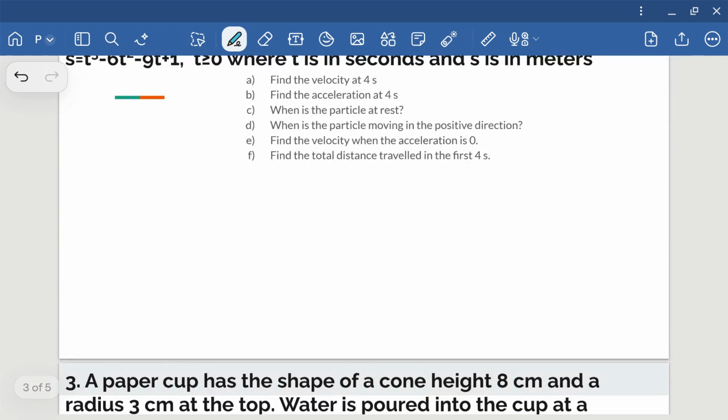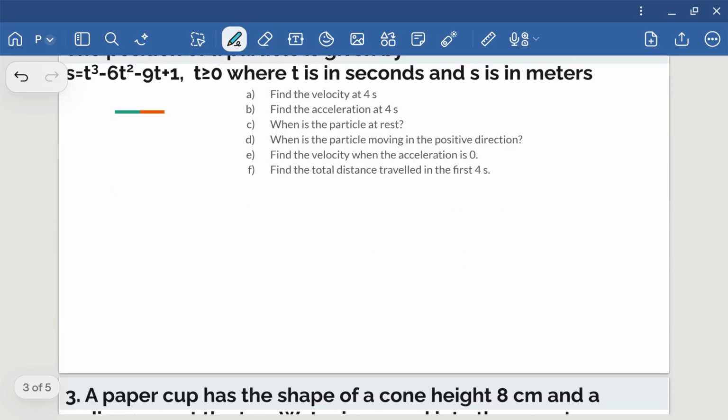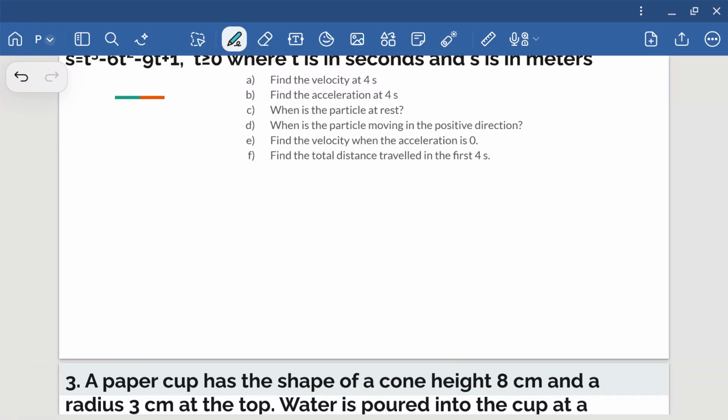Moving on, for when the particle is moving in the positive direction. So with this one, I like to set up a chart. If we're looking at when it's moving in the positive direction, the times that we're looking at are when we're less than 1, when we're between 1 and 3, and when we're greater than 3, right? Because at 1, we're at 0. And we also know that our time is starting at 0, so we would not go smaller than 0. Because it's talking about the positive direction, we are looking at when our velocity is positive, since velocity is a vector quantity. So when it is positive, it's in the positive direction.